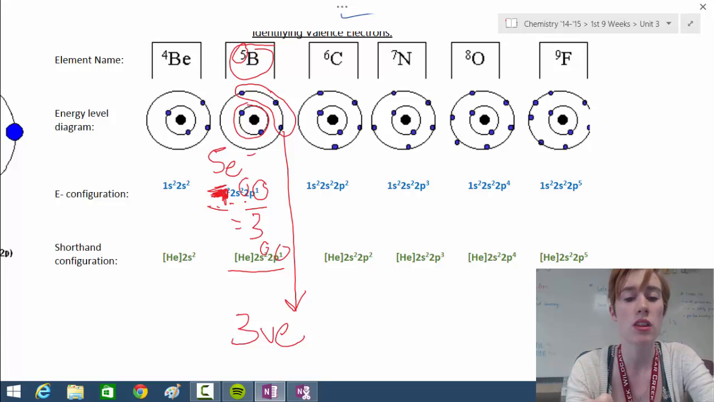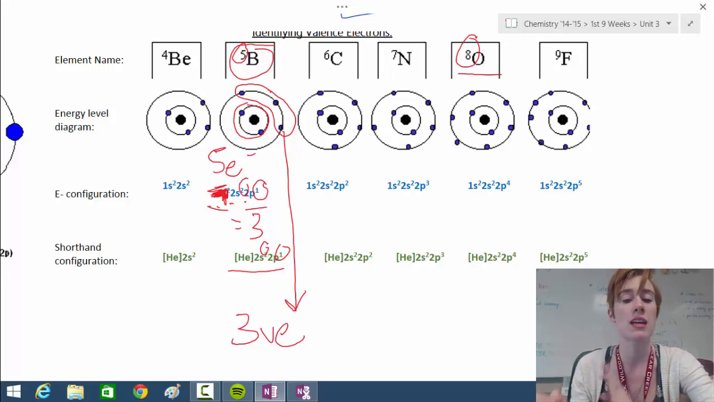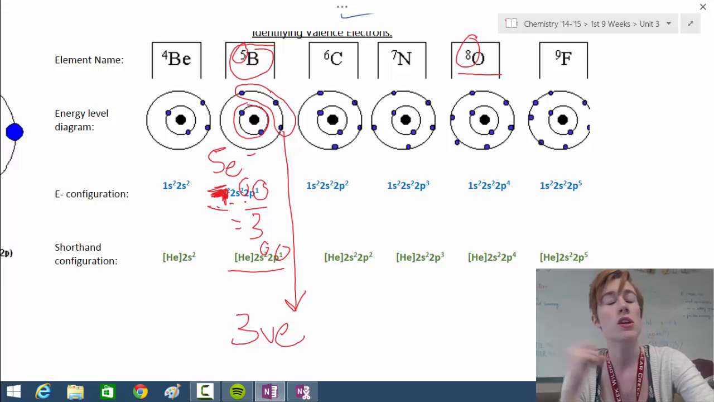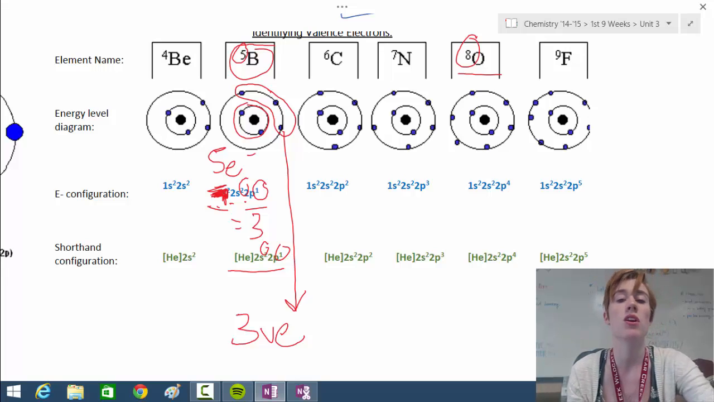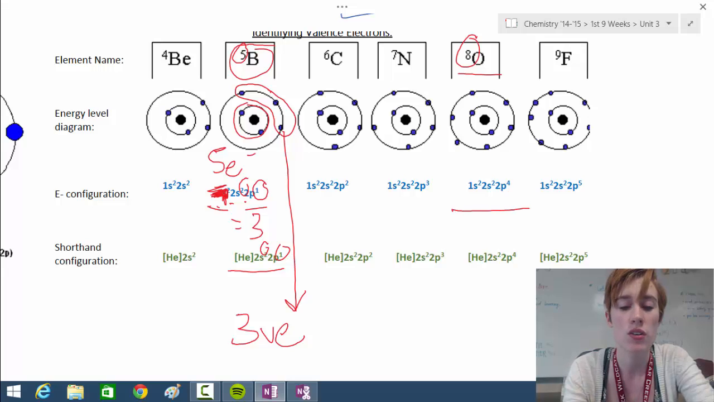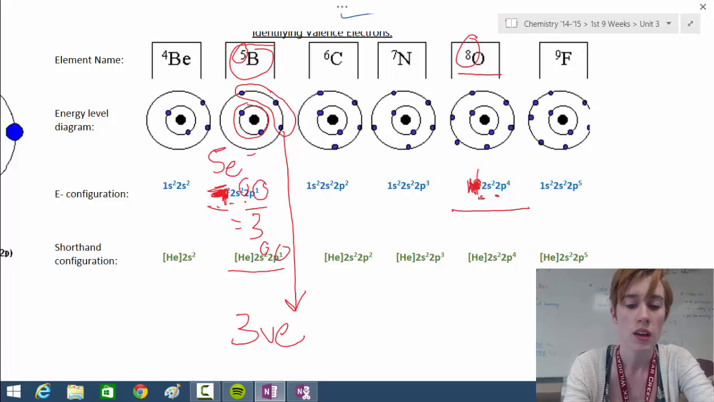All right, let's do another one, like oxygen. Oxygen has 8 protons, so it has 8 electrons total. Well, I don't want to know my total number of electrons. I want to know how many valence ones I have. If I look at the electron configuration, again, I'm not going to look at anything in the first energy level. I'm only going to look at my outer energy level, which here is 2, and I have 4 electrons in the p and 2 in the s. So my valence electron number is 6.